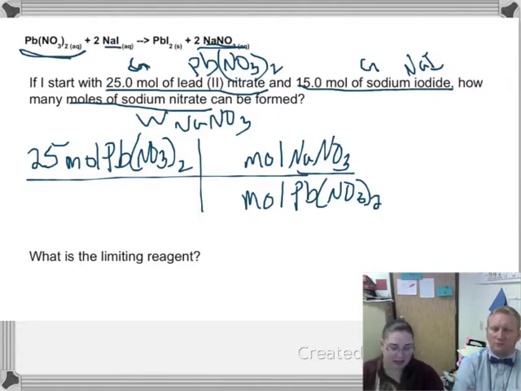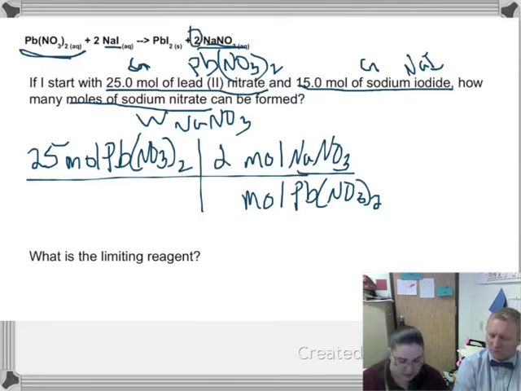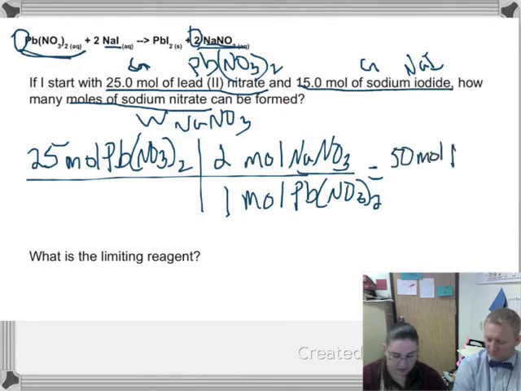That molar ratio, right? So NaNO3 is right here, it's a 2. And there's nothing in front of this one, so we can say that's 1. And then you just do the math. That wasn't too bad. So 25 times 2 is going to be 50 moles of NaNO3. Watch that, because the moles of PbNO3 cancel out.